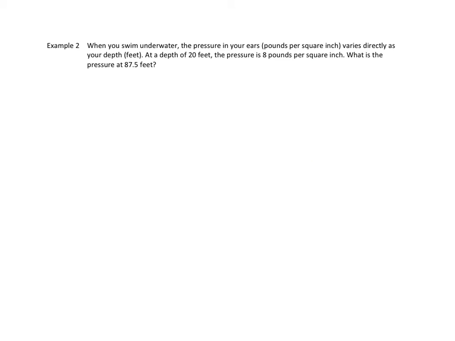Let's see if we can use this abstract definition of y varies directly as x to solve a problem that has some context with it. So here we go, in example 2. When you swim underwater, the pressure in your ears, and we'll measure this in pounds per square inch, we'll say this varies directly as your depth in feet, so like how far you go under the water. We know at a depth of 20 feet, the pressure is 8 pounds per square inch. Well, what would the pressure be if you went down to 87.5 feet?